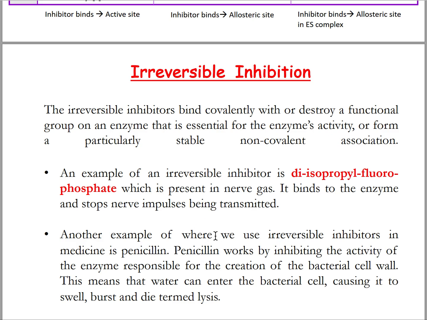Another example of where we use irreversible inhibitors in medicine is penicillin. Penicillin works by inhibiting the activity of the enzyme responsible for the creation of the bacterial cell wall. This means that water can enter the bacterial cell, causing it to swell, burst, and die, termed lysis.